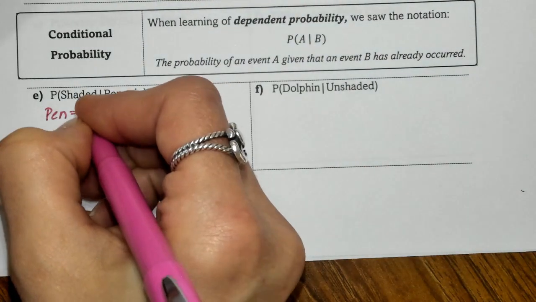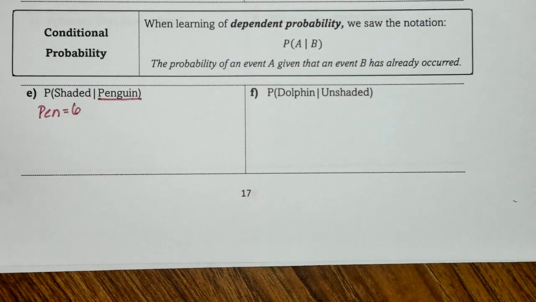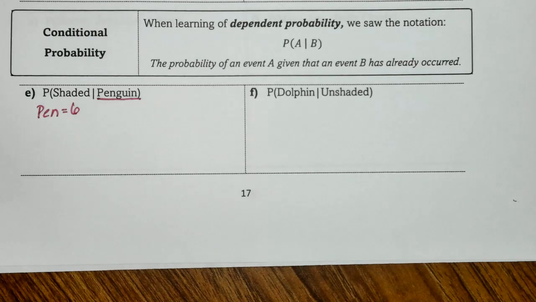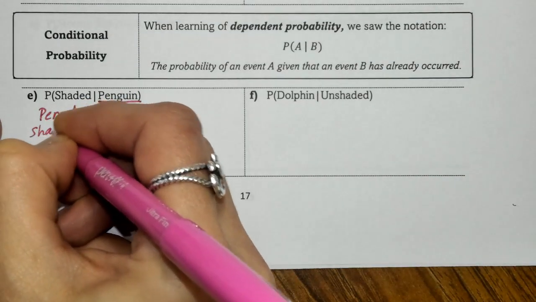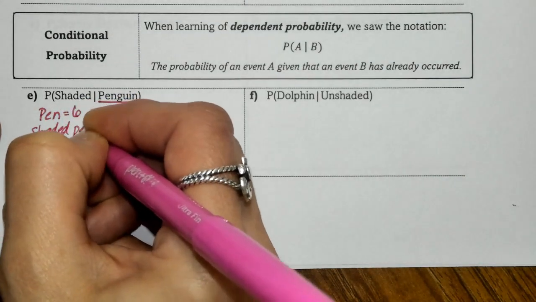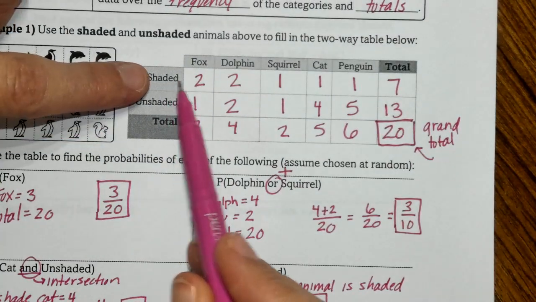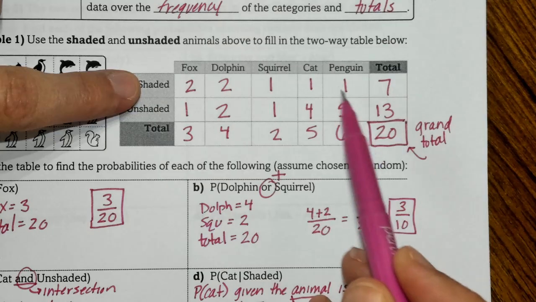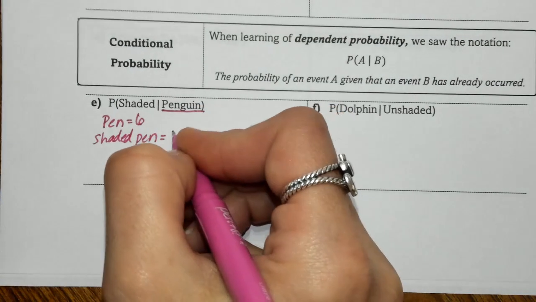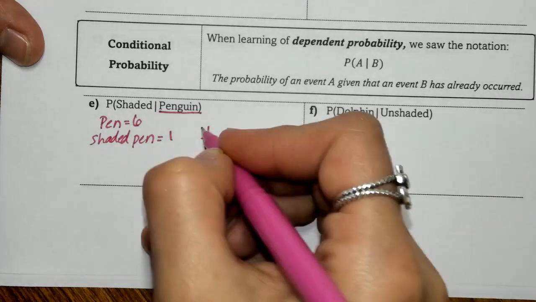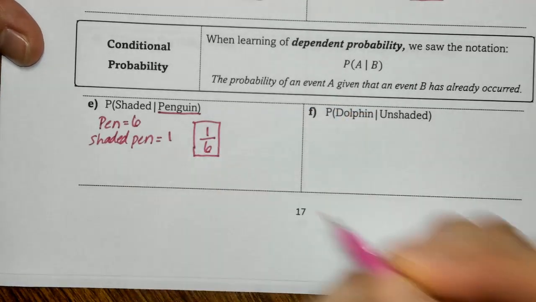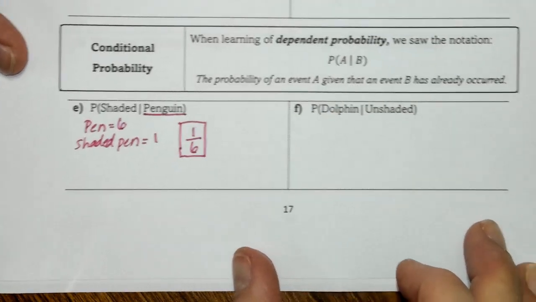6. Now, we want the probability of the animal being shaded as long as it's only a penguin. So we can only look at the penguins. So we want shaded penguin. So here we're going to put shaded pen. Now we go look at where we have shaded and penguin, and we only have 1. So that's going to go 1. Smaller number in the numerator, larger number in the denominator. We have a probability of 1/6.